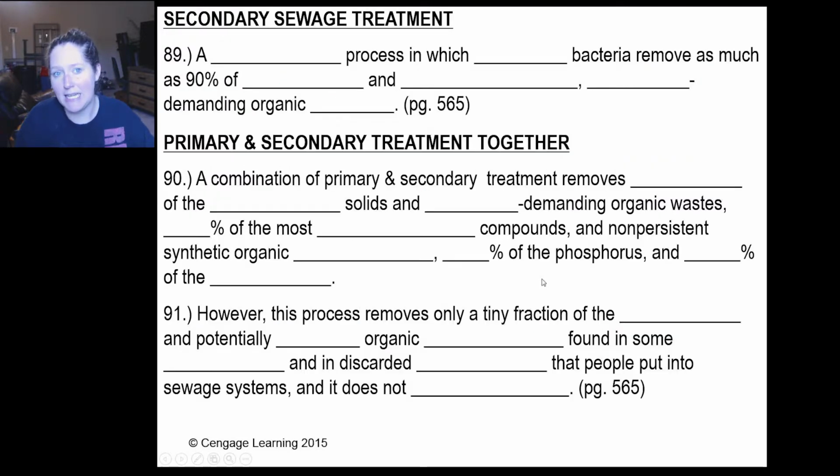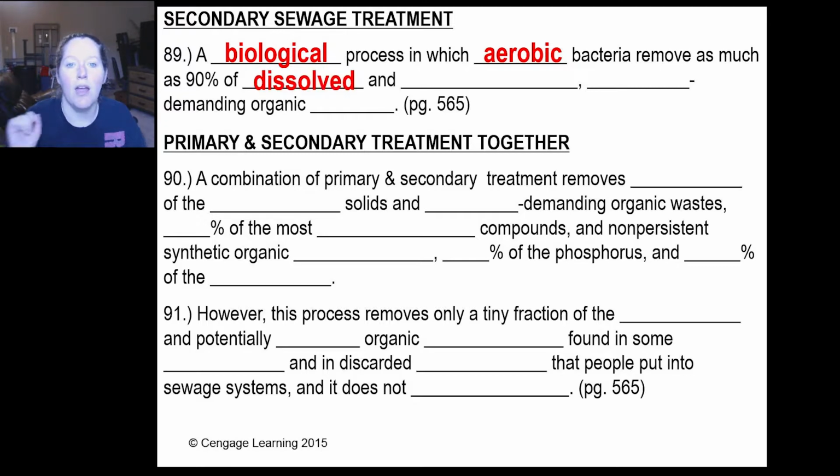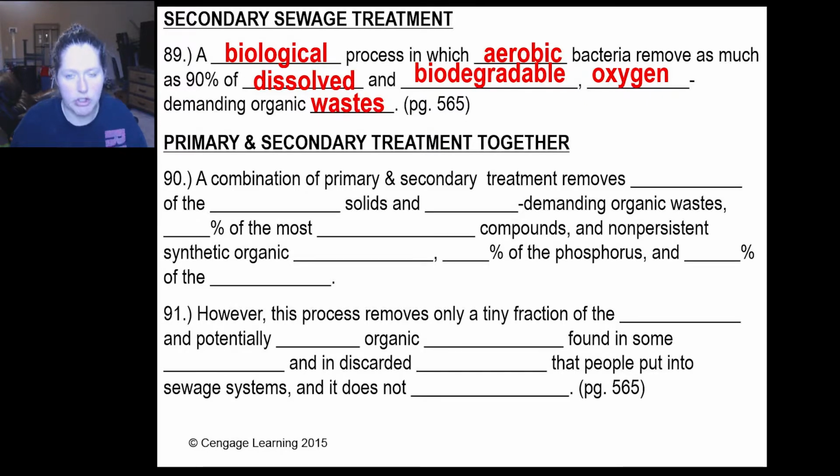So that's why it's important, again, to have secondary sewage treatment. This one is a biological process in which we're using that aerobic bacteria. Remember, he needs oxygen. That's why we got to aerate the tank. And he's going to remove as much as 90% of dissolved and biodegradable oxygen-demanding organic waste. So what this is saying, it's getting rid of a lot of that excess stuff in the water that is polluting the water. Almost 90%, it can get rid of all this oxygen-demanding waste.